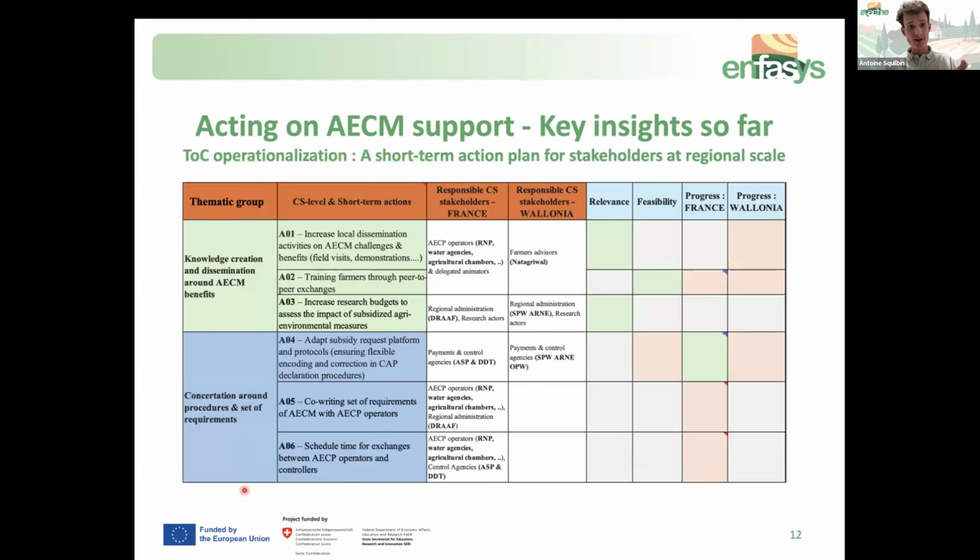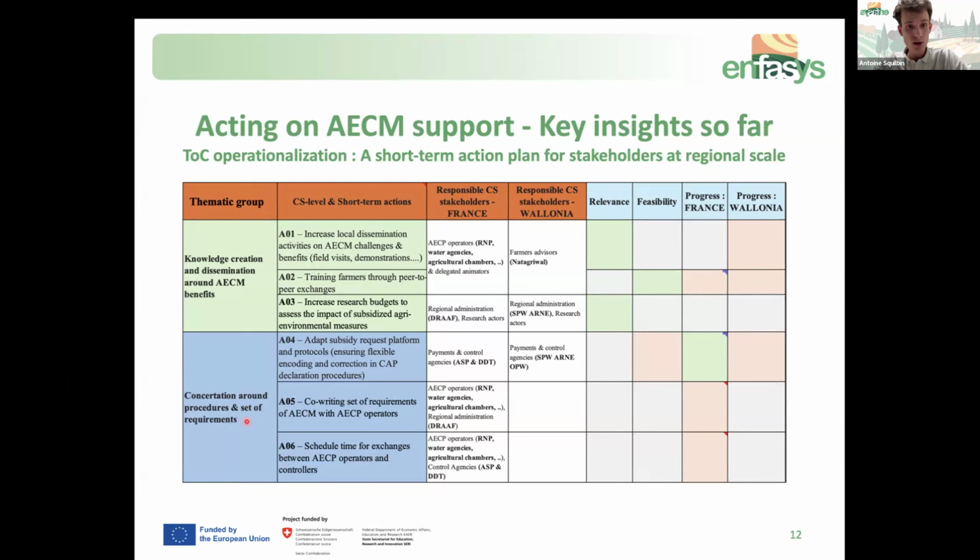And so the final step, as Marija explained, was to show the operational action that can be taken by stakeholders in the short run. And so what we did is designing them with my colleague Diana, and then proposing them through an online survey to see if they were correlated with the elements that were shown during the workshop. And so, for instance, around the group of knowledge creation, we proposed different types of action, including increasing local dissemination activities, training farmers through peer-to-peer exchanges, and increasing the research budget to show the effects of AECM.